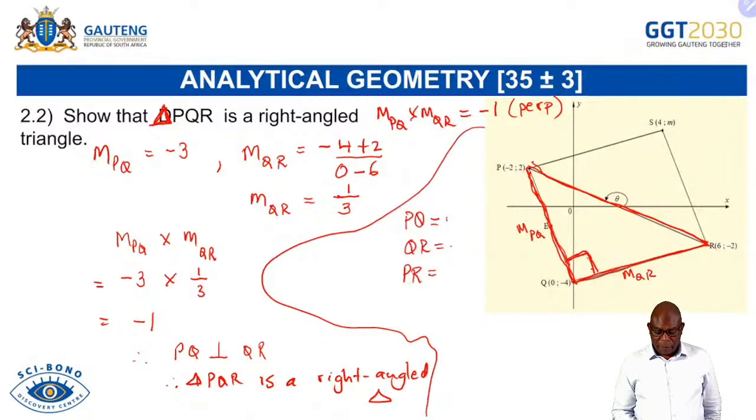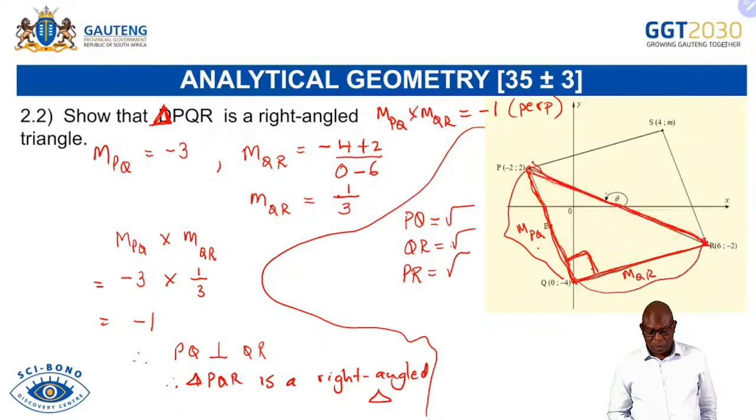If I've got the distances of those, then I must check if the distance of this squared plus the distance of that squared will give me the distance of that line squared. That's using the theorem of Pythagoras. Seeing that this one will be the longest side here, you can choose that as the longest side and see if this line squared plus that line squared will give us that line squared. So that one, I think you can do it.